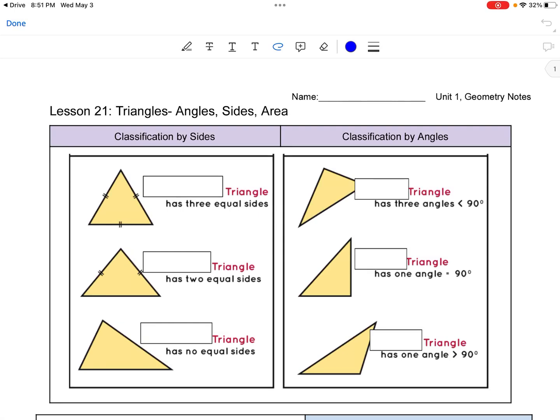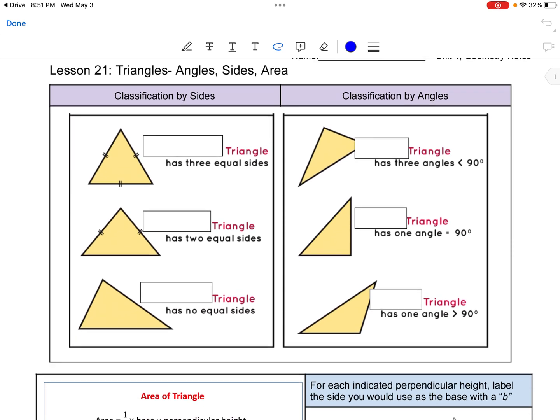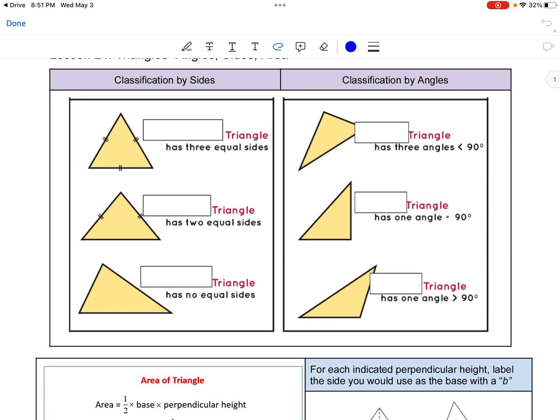Triangles, angles, sides, and area. So we can classify triangles either by the characteristics of their sides or the characteristics of their angles.